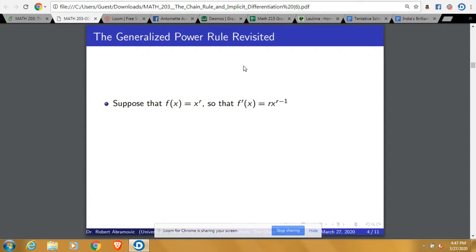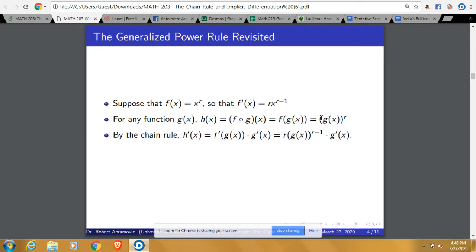The generalized power rule revisited. So let's say our outside function is the power function x to the r. Its derivative by the power rule is r times x to the r minus 1. For any function g of x as the inside function, h of x is going to be the composite function. Just plug in g of x as the inside function into a power function. So this composite function becomes g of x to a power. And then the chain rule says its derivative will be the derivative of the outside function evaluated at the inside function times the derivative of the inside function.